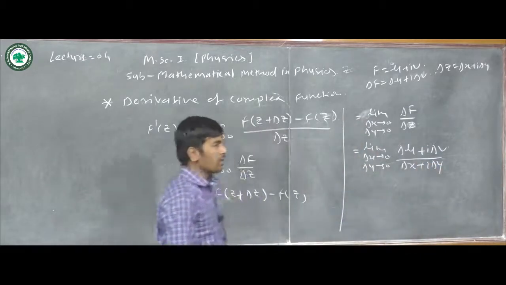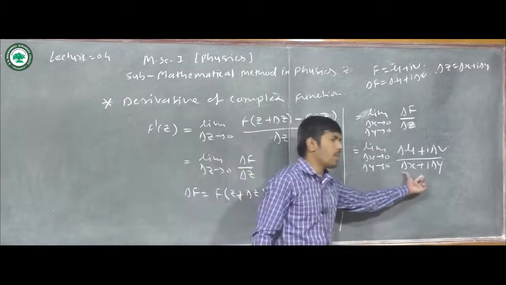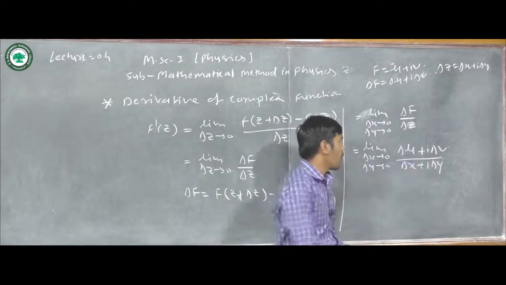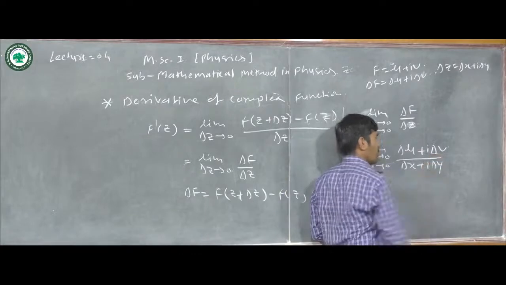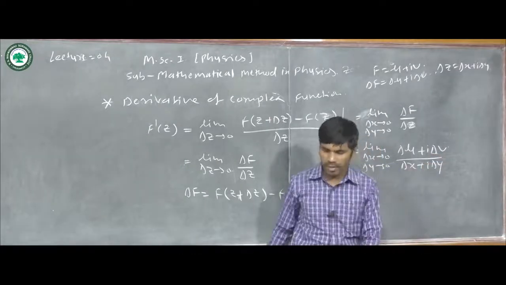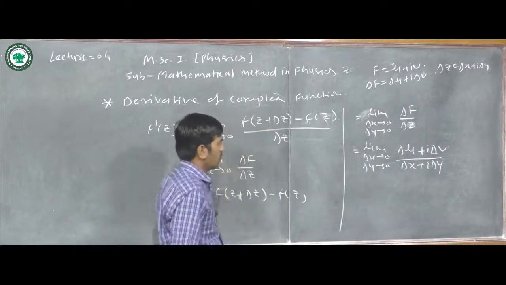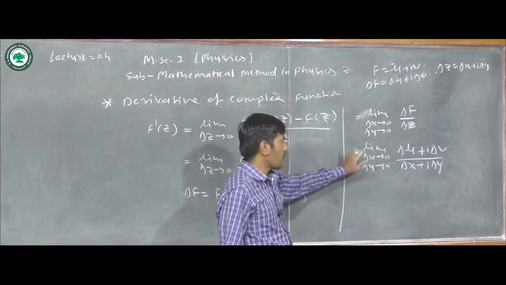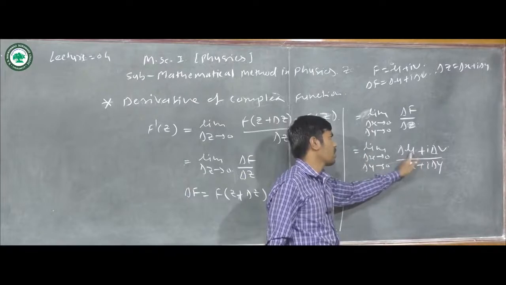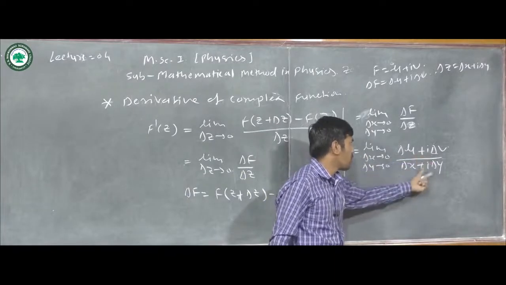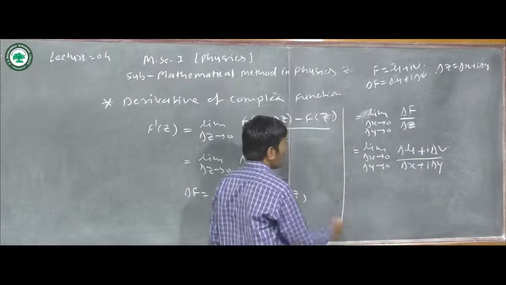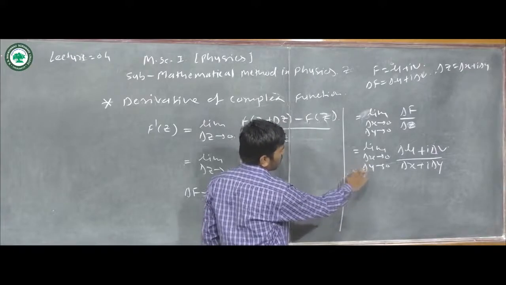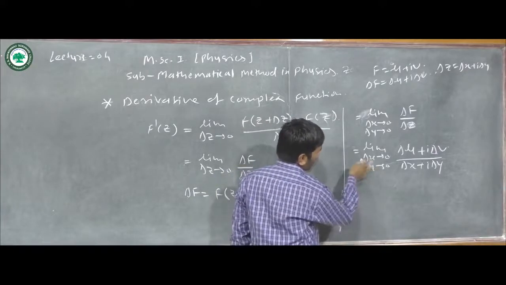Okay, so we know this is in the z plane and this is in the w plane. This u and v are variables in the w plane, and x and y are variables in the z plane. We already discussed that in complex functions, so I am not going to discuss u and v and x and y in detail.